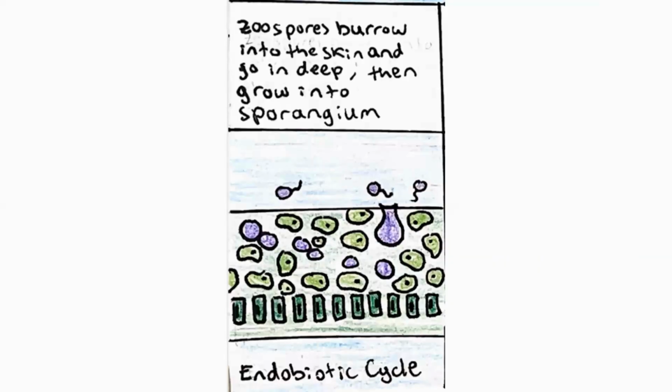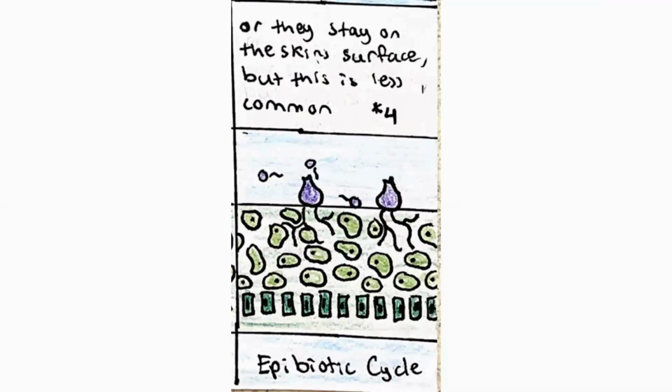Zoospores can burrow deep into the skin and then grow into sporangium in the endobiotic cycle. These then pop and spread the zoospores even further. Or it can follow the epibiotic cycle, where they stay on the skin surface. However, this is less common.